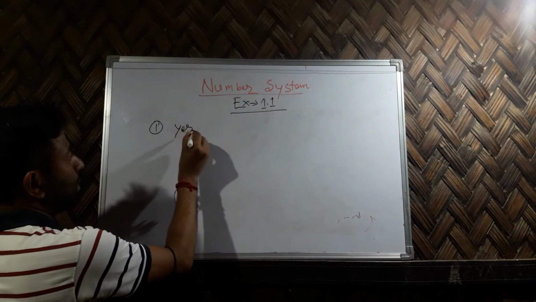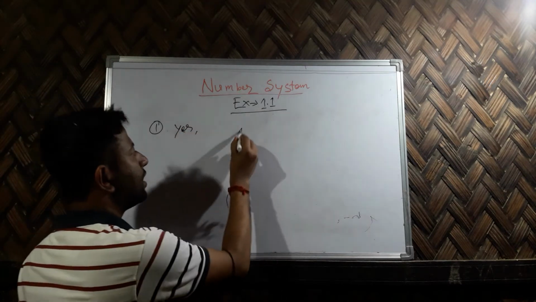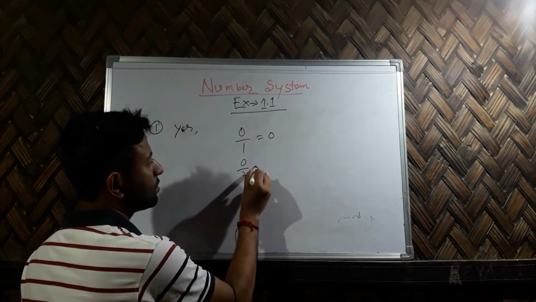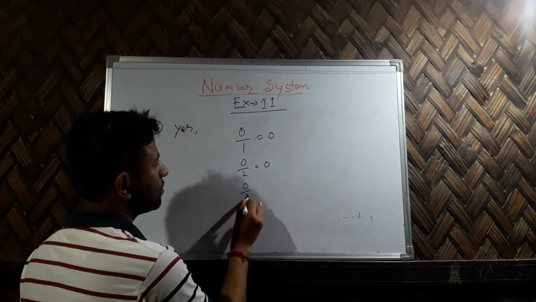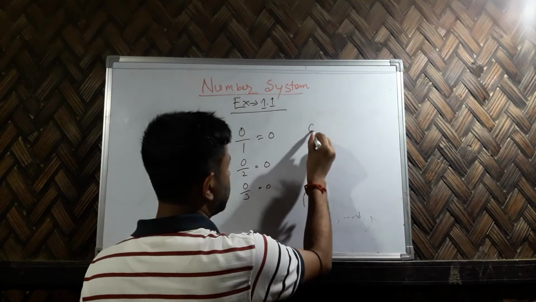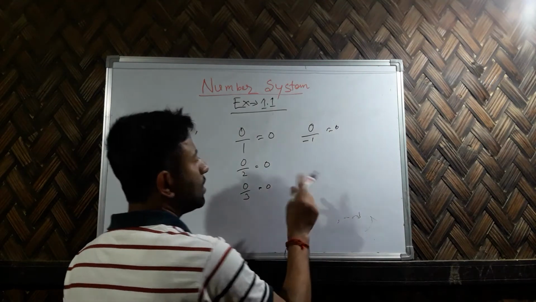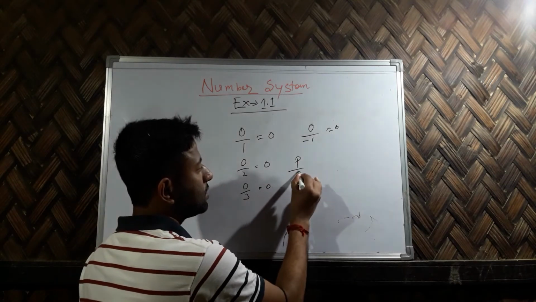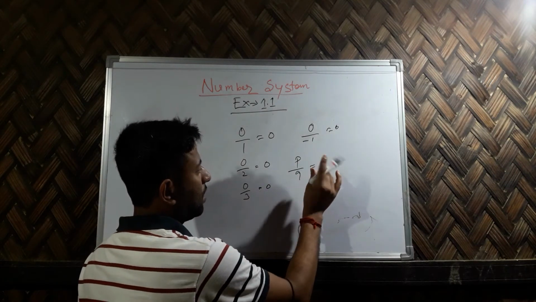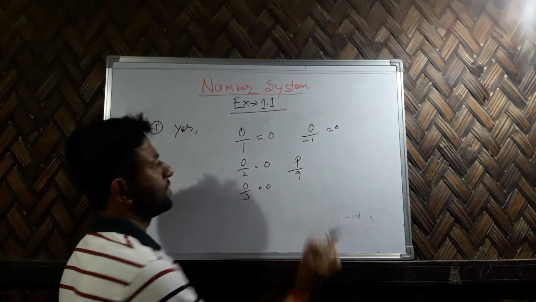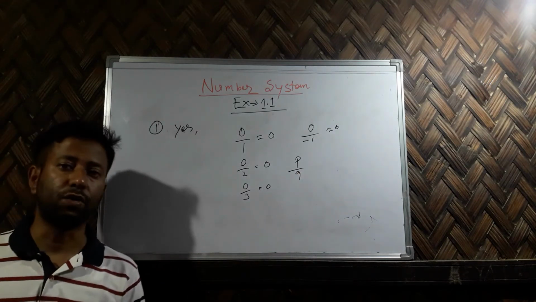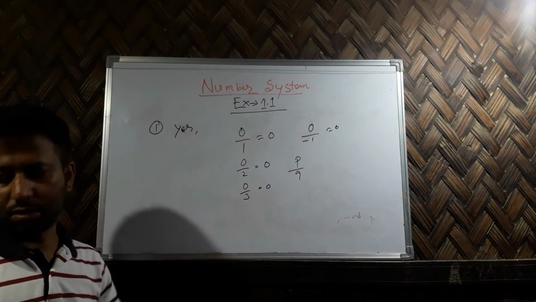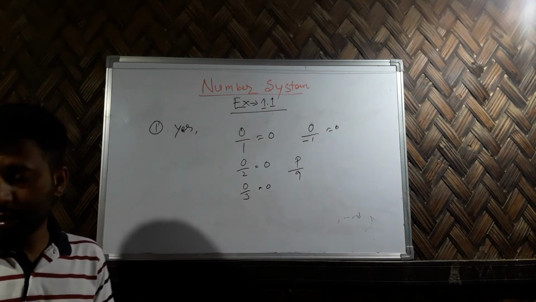Why? Because I can represent 0, that is 0 by 1, that also equal to 0, 0 by 2, that also equal to 0, 0 by 3, that also equal to 0, even minus also, 0 by minus 1, that also 0. So I can represent all these things in the form of p by q. Since the definition of rational number is that if you represent any number in the form of p by q, that is known as rational number. तो हम लोग इसको बोल सकते हैं rational number. Clear? Second question.